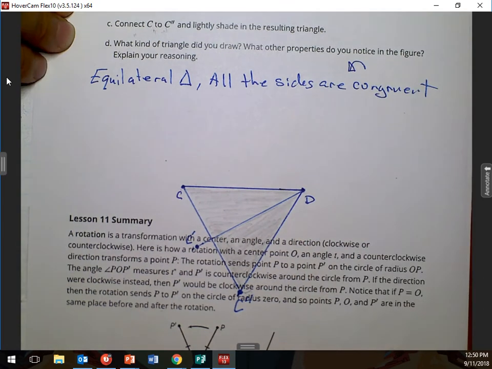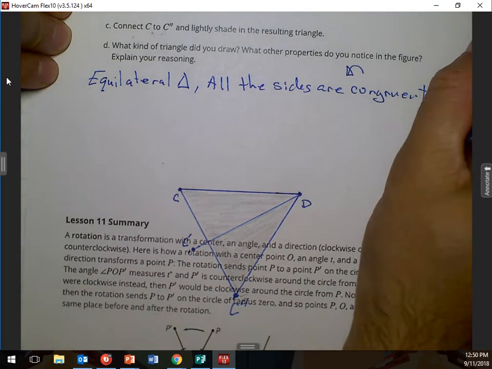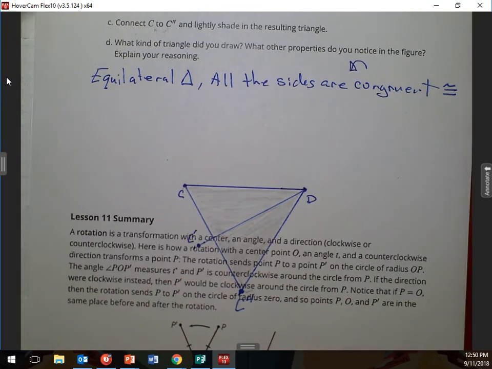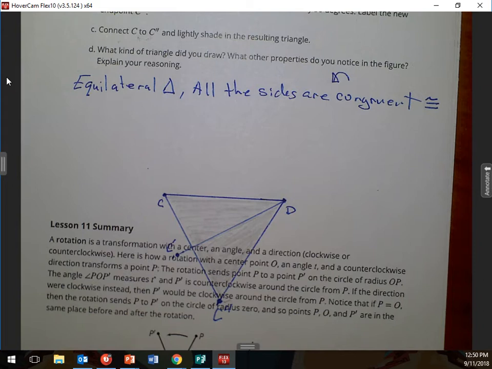What's the symbol for congruent? Okay, here you go. The symbol for congruent is one wavy line over an equal sign. Now, listen carefully, please. This goes along with the next part.